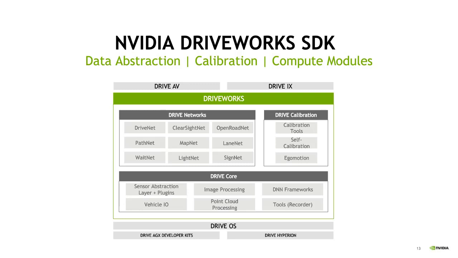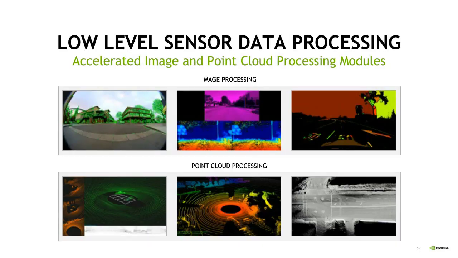DriveCore includes an ever-expanding collection of accelerated algorithmic modules for computer vision and point cloud processing. These are common algorithms. For example, we provide image processing modules for feature detection and tracking, rectification, structure from motion, and many more. On the point cloud processing side, DriveWorks has modules that include point cloud accumulation, registration, and segmentation. Additional capabilities are provided in each release.